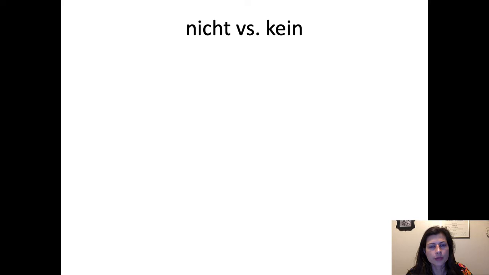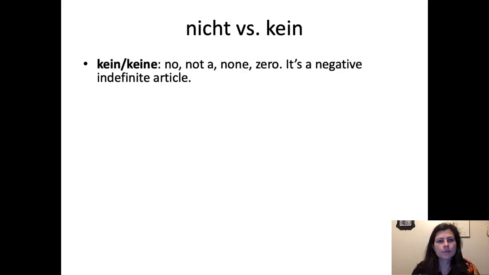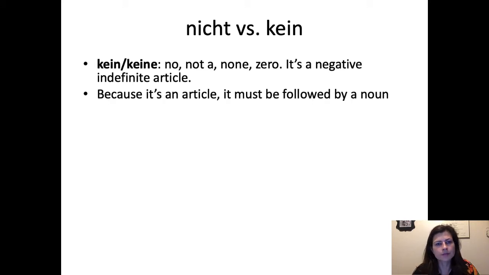Okay, so then let's review nicht and kein a little bit. So of course we had kein or keine. It can have any of those endings that the indefinite article can have. It means no, not a, none, zero, right? Negative. Because it's an article, it must be followed by a noun. It always comes before nouns.